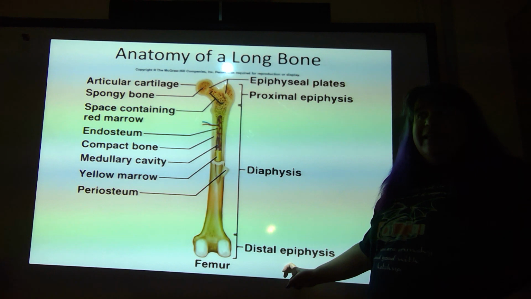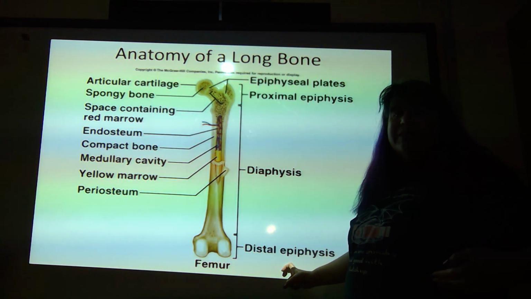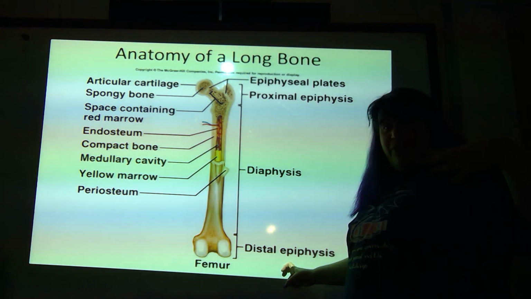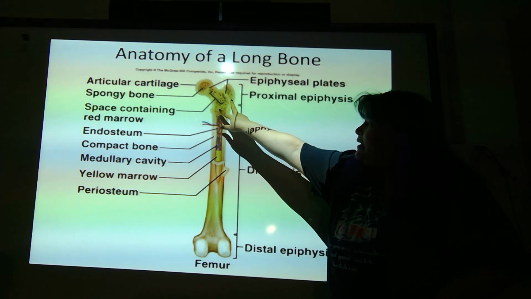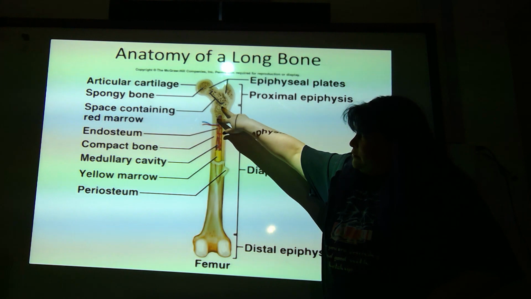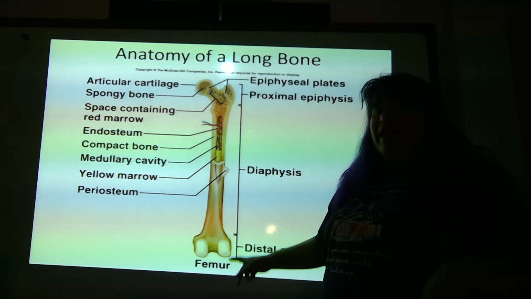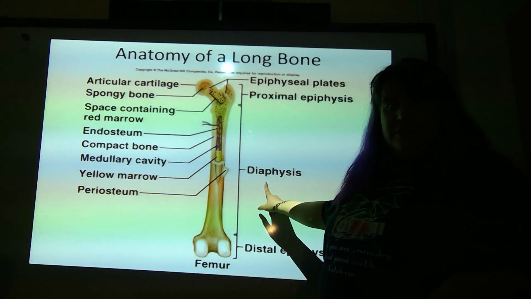Okay, so again, if you think about the directional terms, this is going to be further away from your torso. So this is the distal epiphyseus. This right here, that shaft portion, that is called the diaphysis.